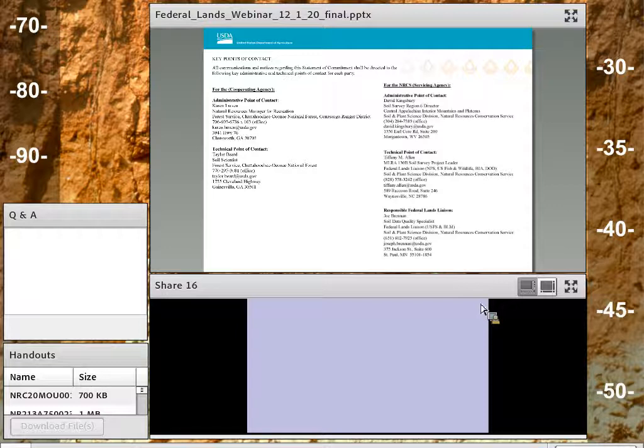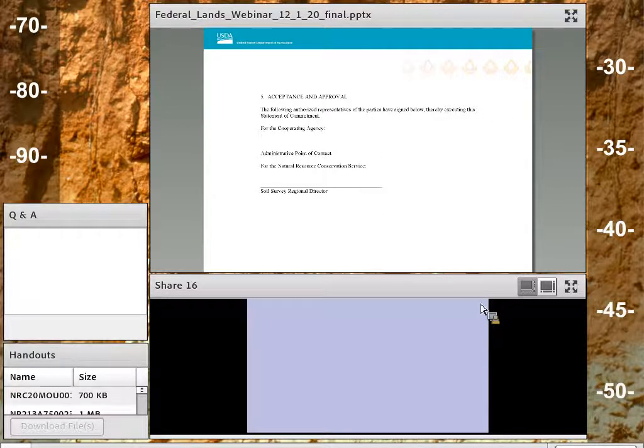That's what that's for. And on the NRCS side, your administrative point of contact is going to be your Soil Survey Regional Director. Your technical point of contact would be your project leader or whoever is going to be supervising the actual project in the field. And then your responsible Federal Lands Liaison is either going to be myself or Joe Brennan. So you're just going to list all of that information within the key points of contact.